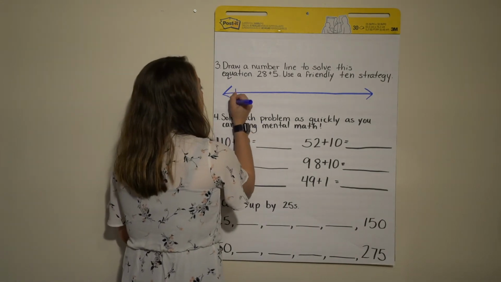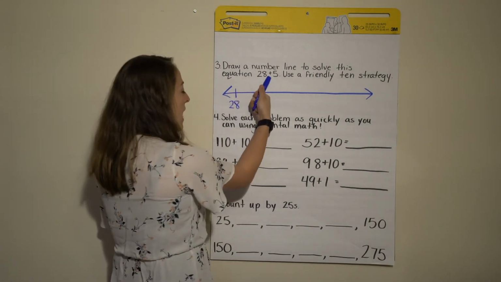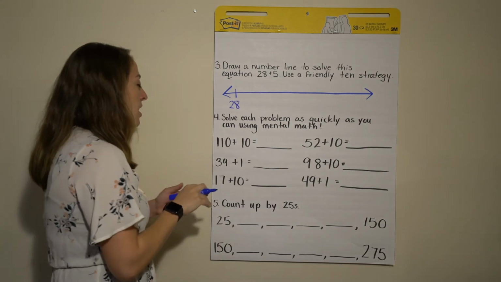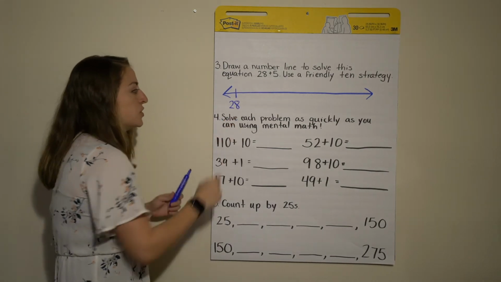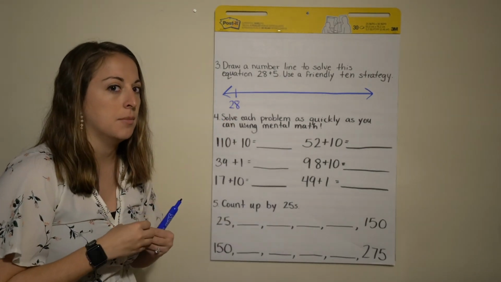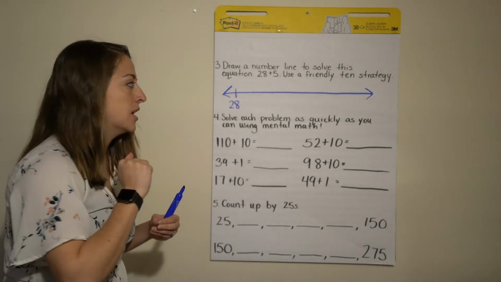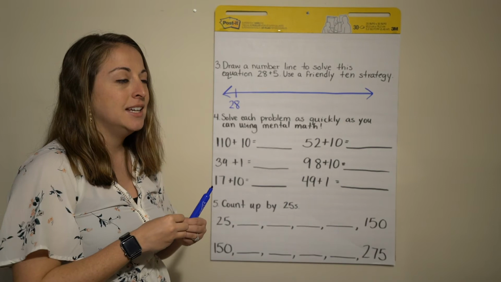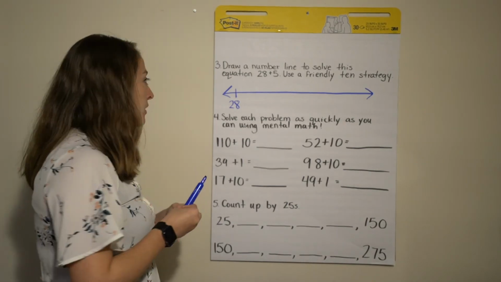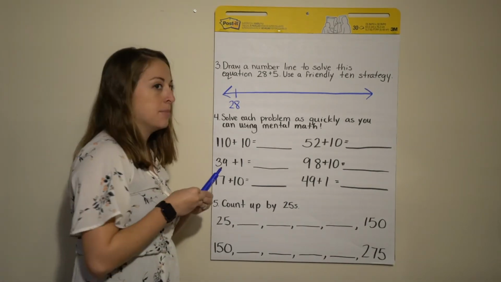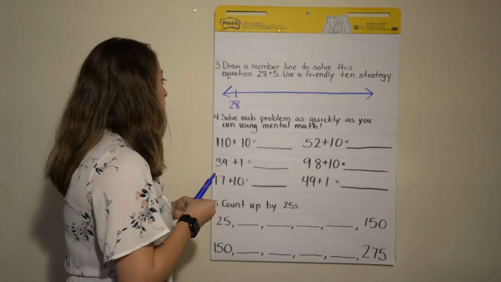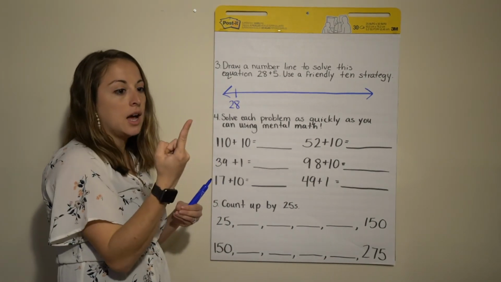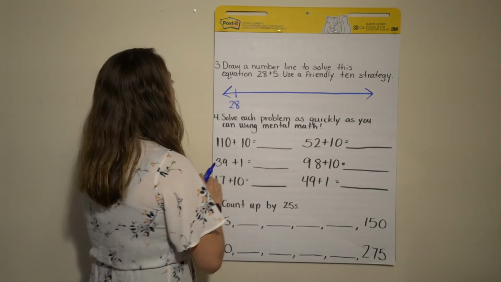Okay, so we're starting on that left side because we are adding, so you start on the left side. Now I'm thinking about a number that's really close to 28 that would be a friendly number. Remember, we're going up. You don't want to count down. So I know 30 is really close to 28, and 30 is a friendly number. I need to see how many hops I can make to get to 30. So 28, 29, 30. So I can make a hop of 2.